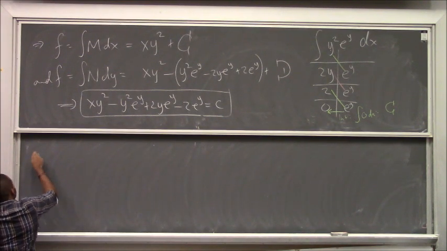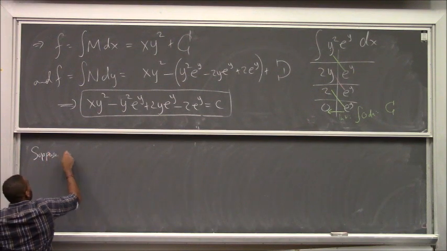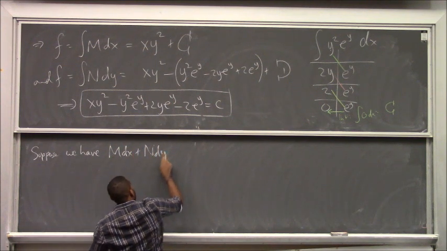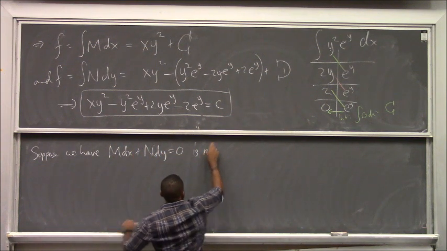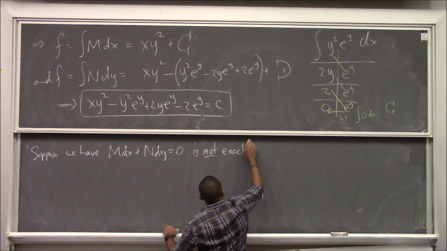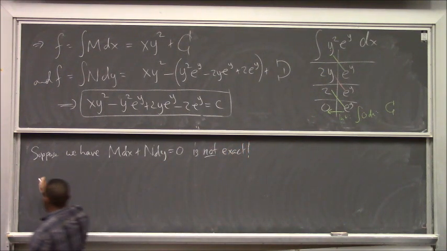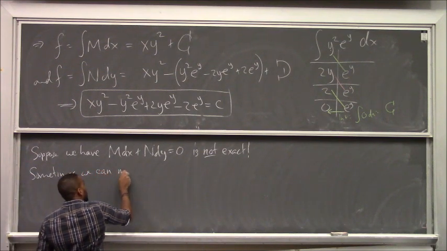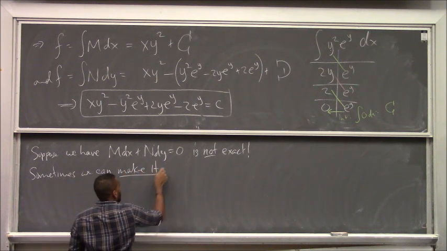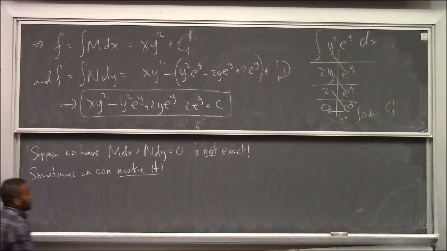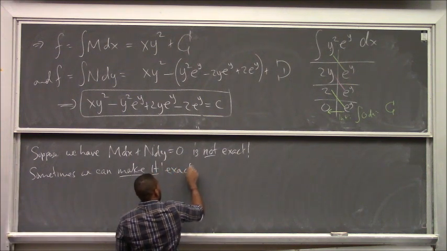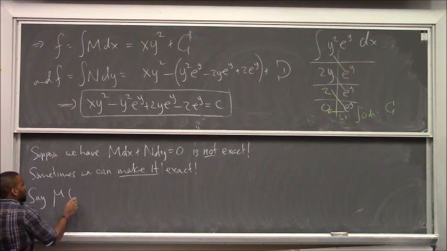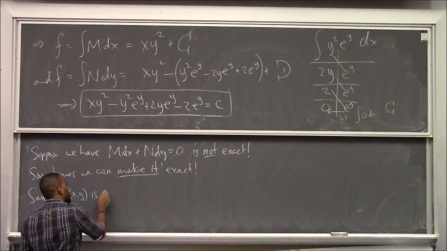So here, suppose we have m dx plus n dy equals 0, and it's not exact. Sometimes we can make it exact. Bend it to our will. So, say mu of xy is an integrating factor.